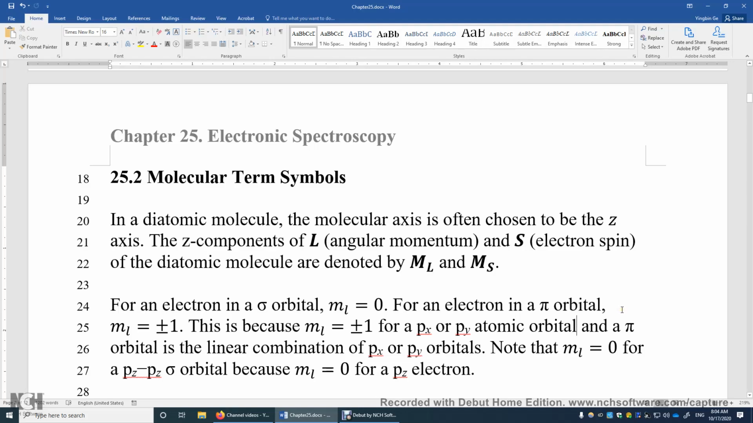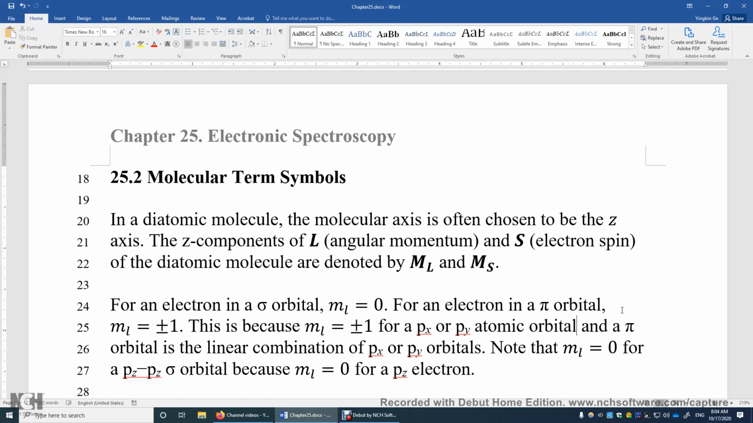Section 25.2 Molecular term symbols. Molecular term symbols are similar to atomic term symbols. You will first determine the quantum numbers for individual electrons, and then you sum up their Z components. From the sum of the Z components, you determine the total angular momentum quantum number and the total electron spin quantum number. Now let's look at some simpler cases, such as diatomic molecules.